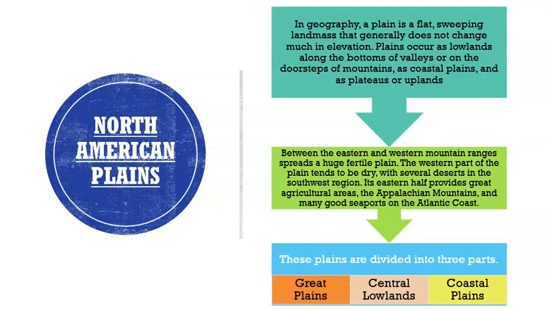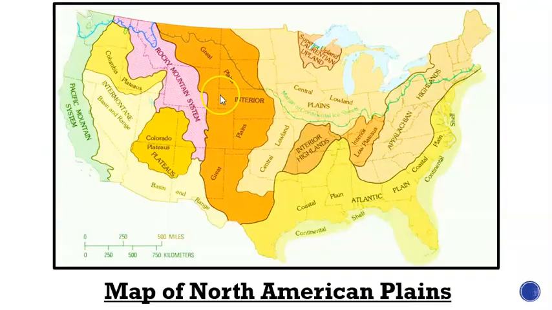We're going to talk now about another landform of the North America region, and we're talking about the North American plains. In geography, a plain is a flat, sweeping landmass that generally does not change much in elevation. Plains occur as lowlands along the bottoms of valleys or on the doorsteps of mountains as coastal plains and as plateaus or uplands. In North America, we have three areas of plains. We have the Great Plains, the Central Lowlands, and the Coastal Plains. You can see the Great Plains, the Central Lowlands, and the Coastal Plains area on this map.